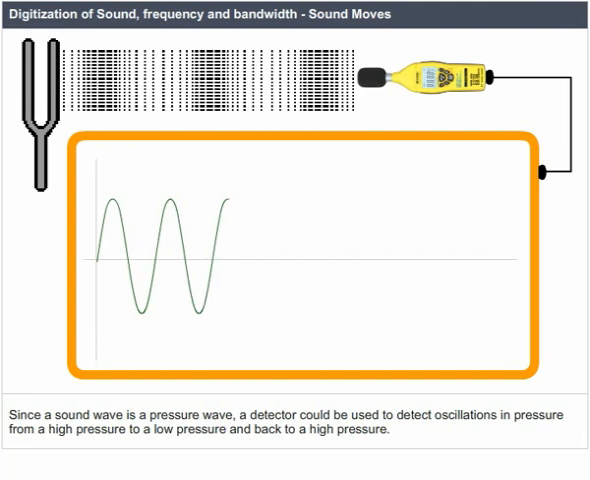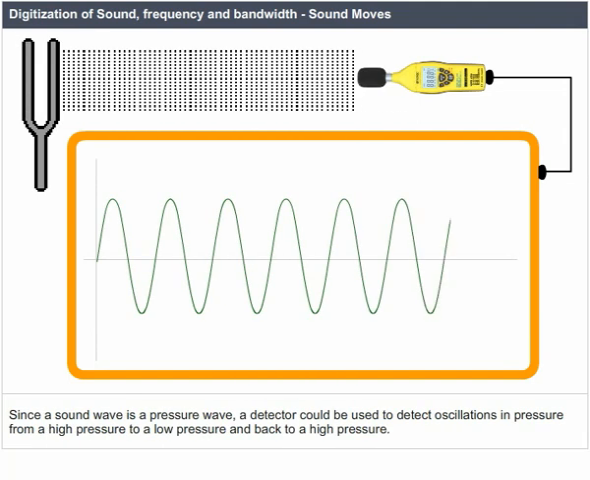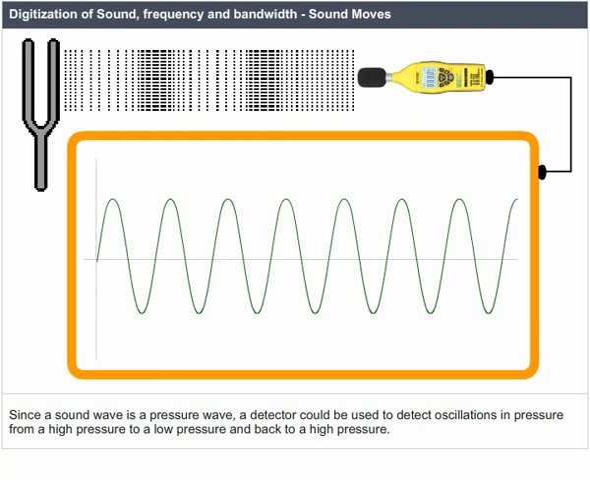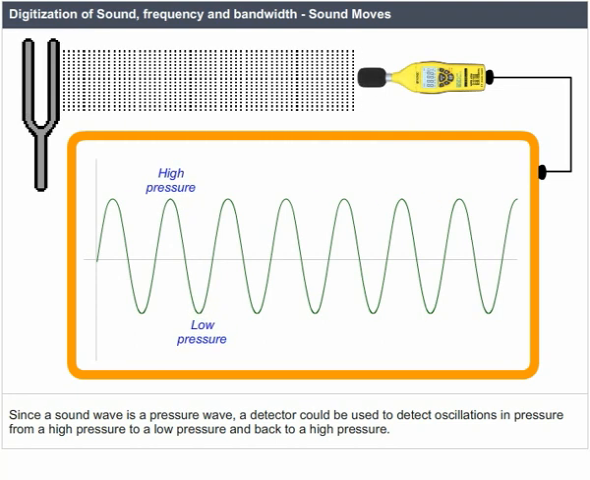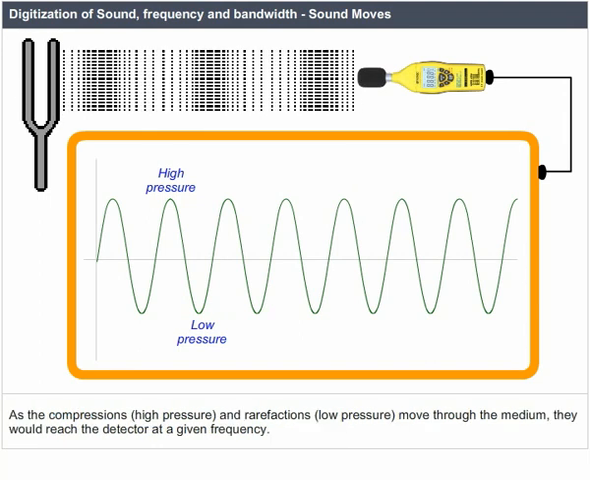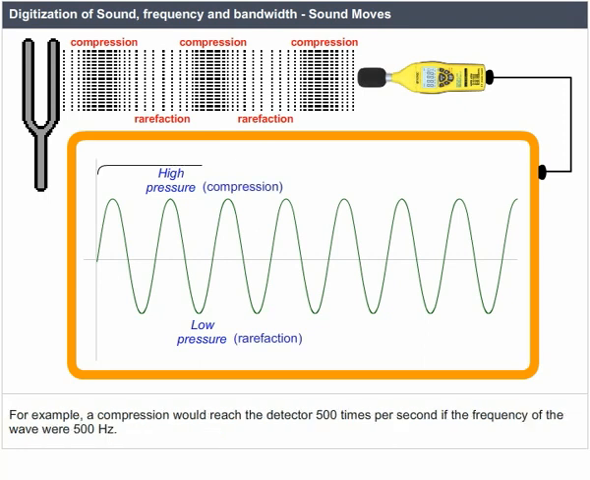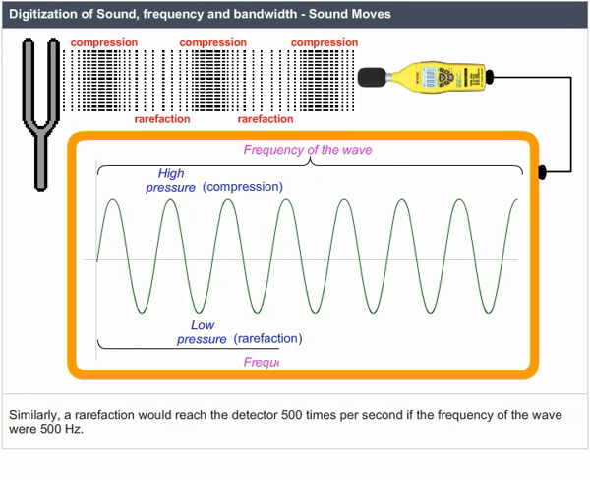Since a sound wave is a pressure wave, a detector could be used to detect oscillations in pressure from a high pressure to a low pressure and back to a high pressure. As the compressions, high pressure, and rarefactions, low pressure, move through the medium, they would reach the detector at a given frequency. For example, a compression would reach the detector 500 times per second if the frequency of the wave were 500 Hz. Similarly, a rarefaction would reach the detector 500 times per second if the frequency of the wave were 500 Hz.